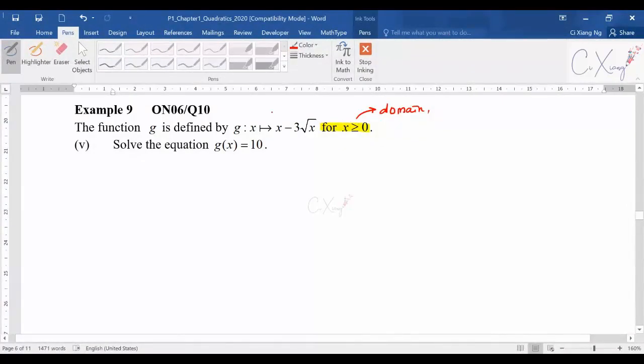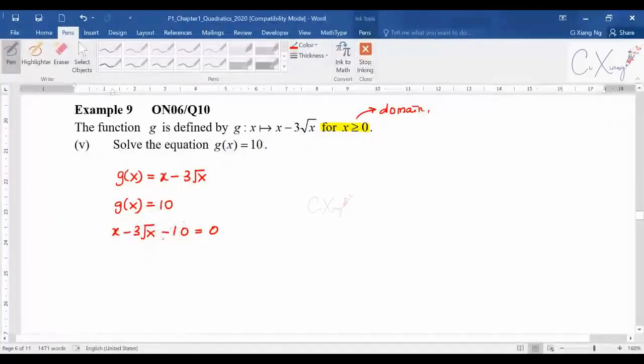So let's have a look at g. Our g(x) is equal to x minus 3 square root x. And they want you to solve the equation g(x) equals 10. So I want to solve g(x) equals 10, which means x minus 3 square root x minus 10 is equal to 0.